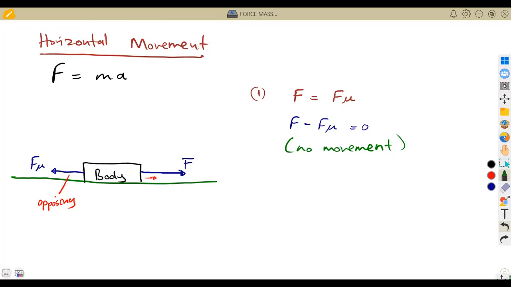But if this same object now has this F, our applied force, bigger than the frictional force, the one that is opposing, remember this is the one that is opposing. If this applied force is bigger than the frictional force, what does it mean? It means now there's a movement in this case. And this movement, where are we actually going? We are following this direction.